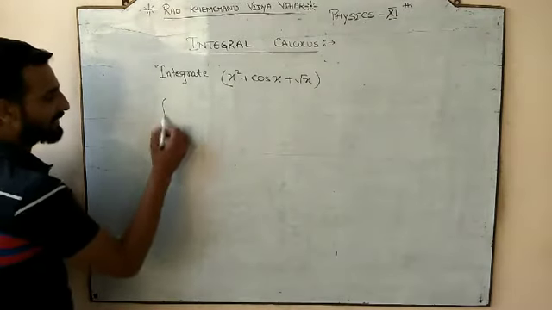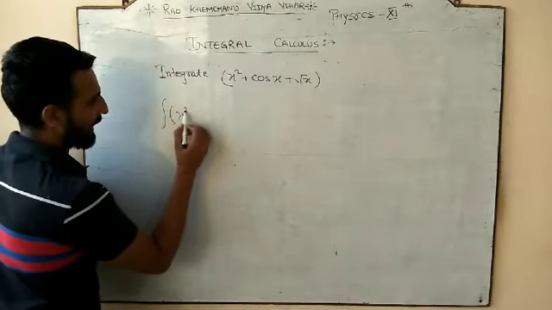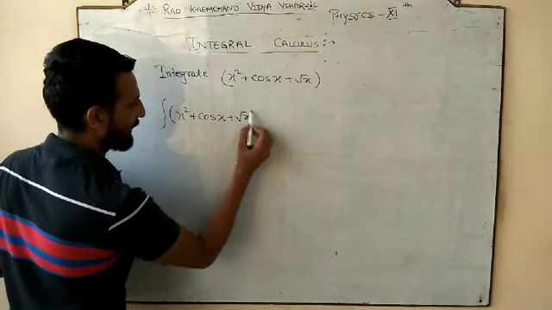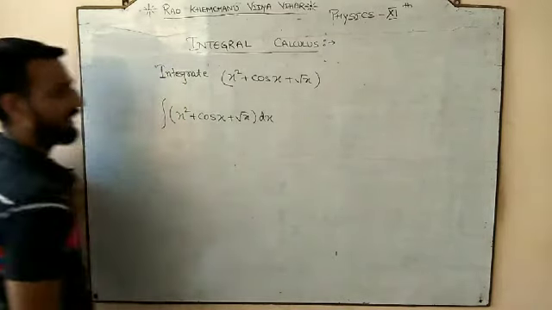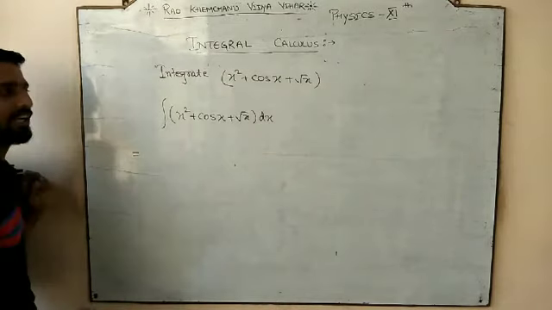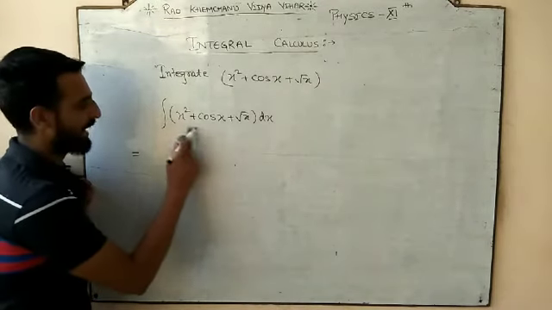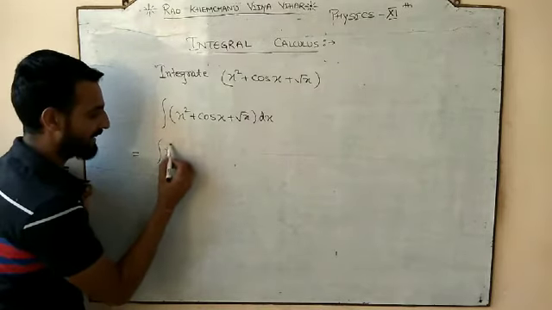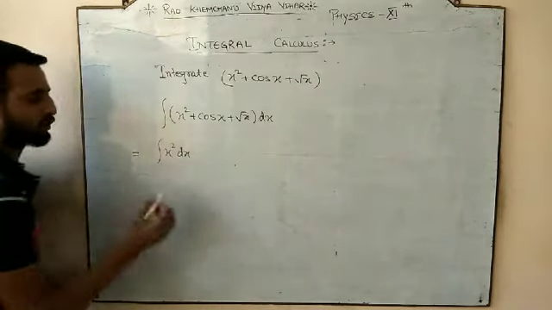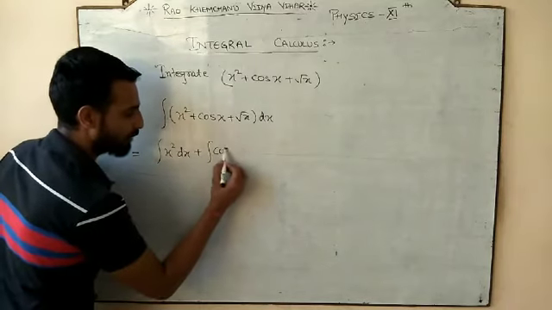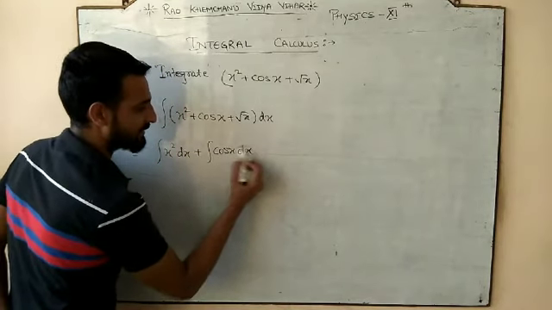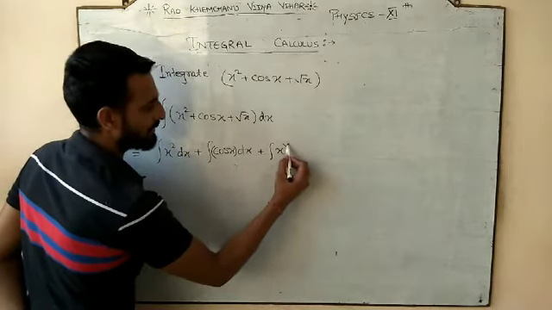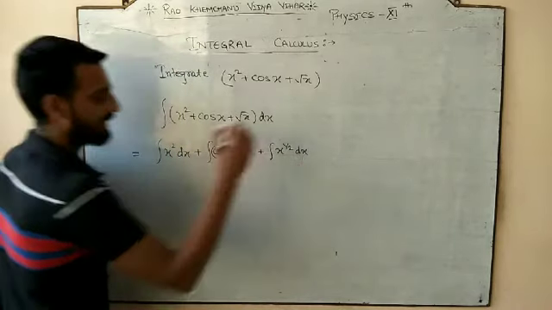So let's integrate it. We have to integrate x square plus cos x plus root x, and the variable is dx. So let's start with that. How many terms do we have? We have 3 terms: 1, 2, 3. So all the terms are going to be integrated separately. So it would be x square dx plus cos x dx plus root x, which means x power half dx.